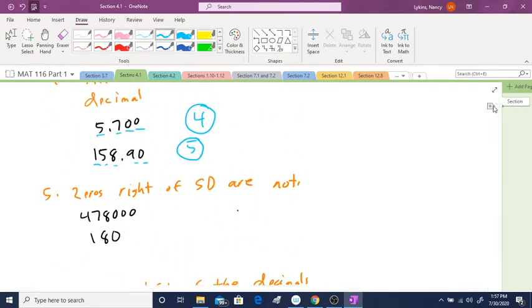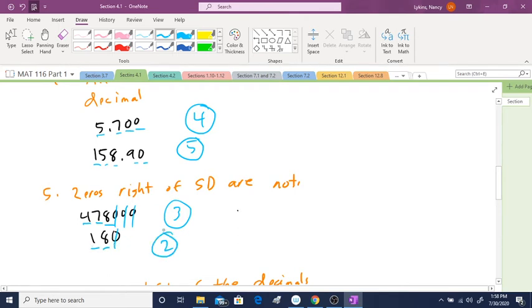Rule number 5: zeros right of the significant digits are not significant. If I take a look at this and we're reading from left to right, 1, 2, 3, but these zeros do not count because there's no decimal. The answer would be 3. Same thing with the 1 and the 8. The 0 doesn't count. That means there's 2.